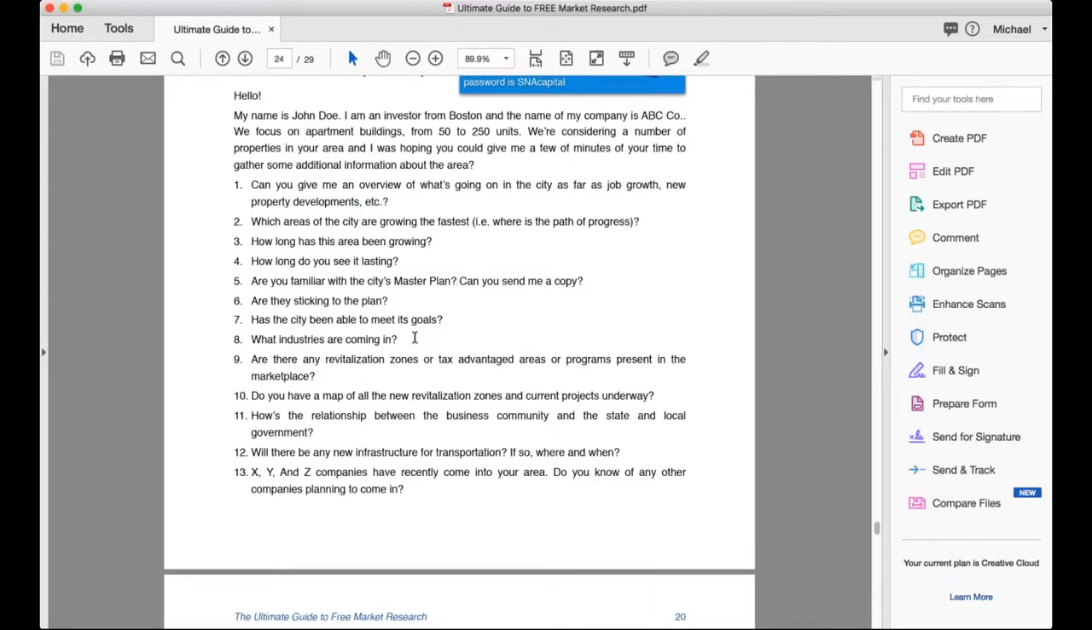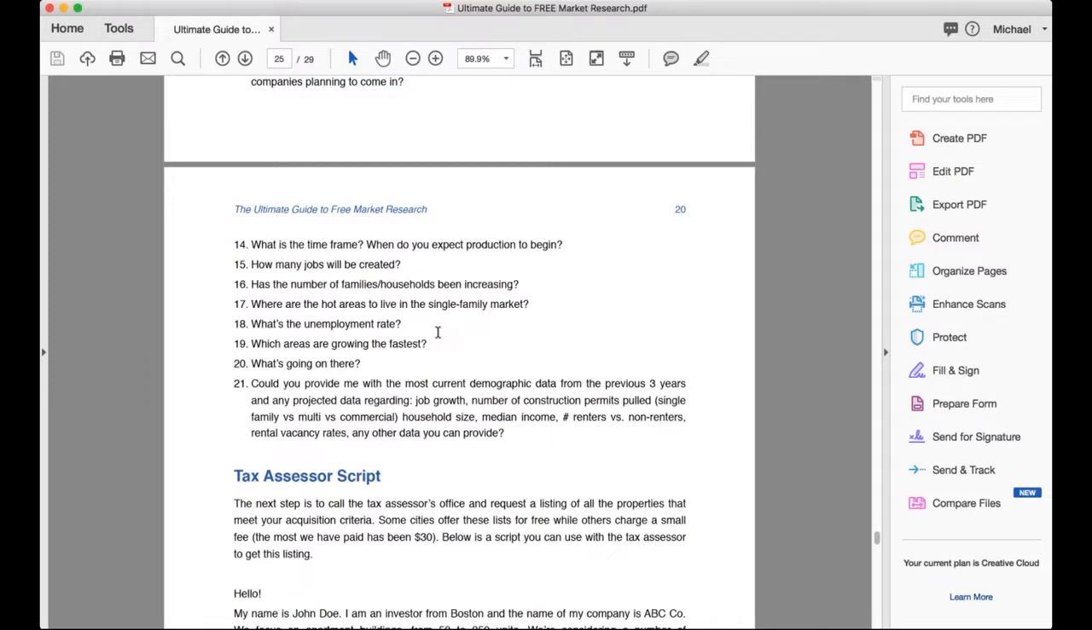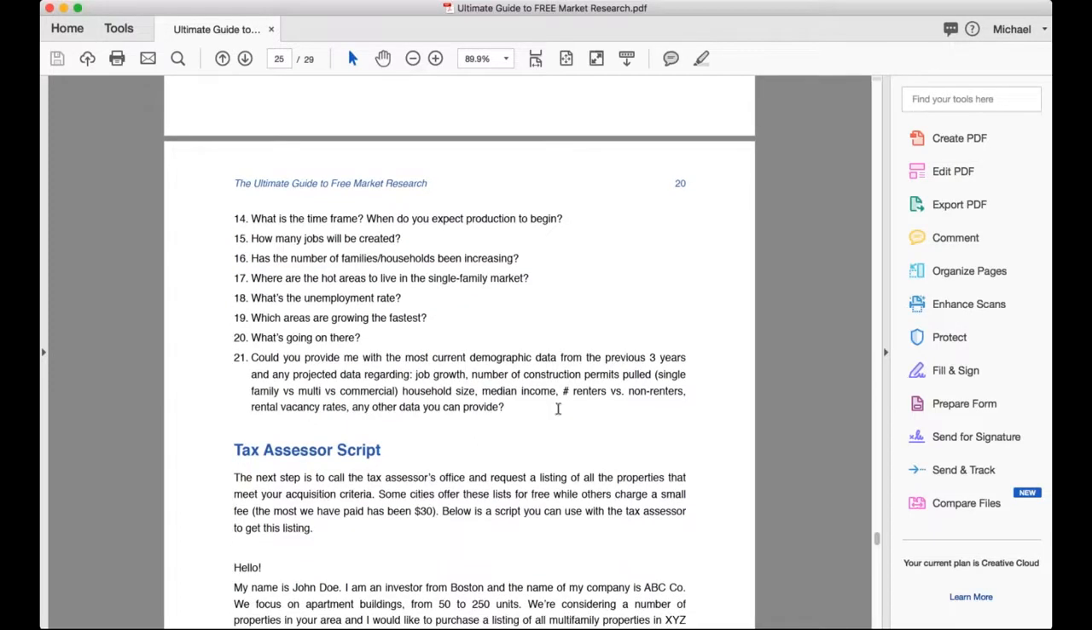So there are all these little things that you can look for, and you can use this script, or at least some of these questions, to reach out. Typically they're pretty friendly. If they think you're a serious buyer, they need investors like us to come in to find these old properties and fix them up so that they can improve the city. So they're more than happy to talk to you, to take you out to lunch, to see what you're up to and what you're looking for.